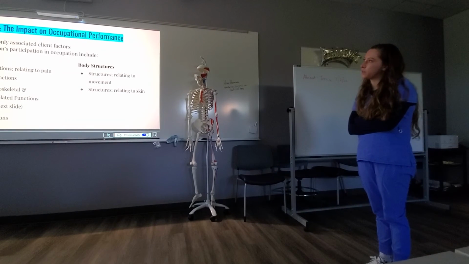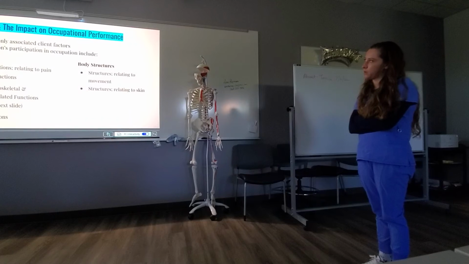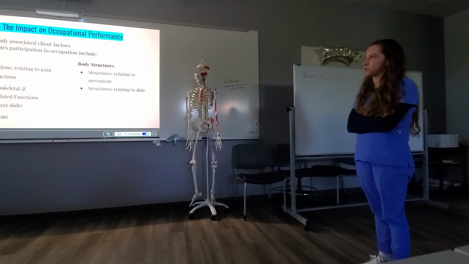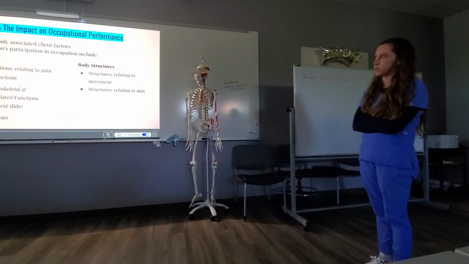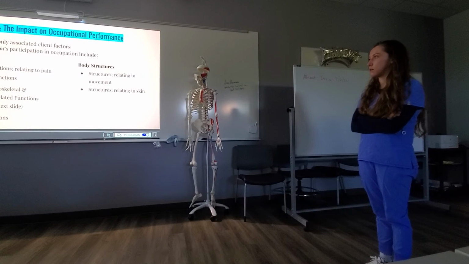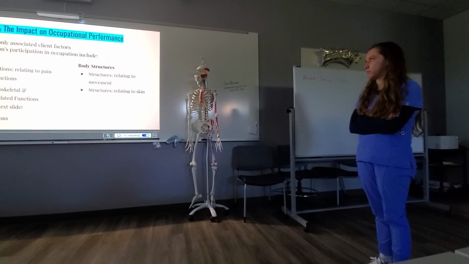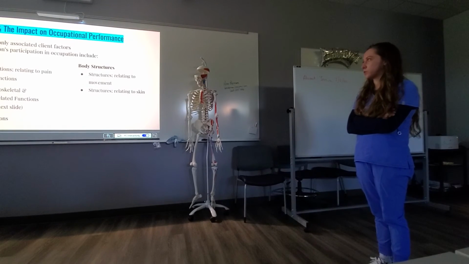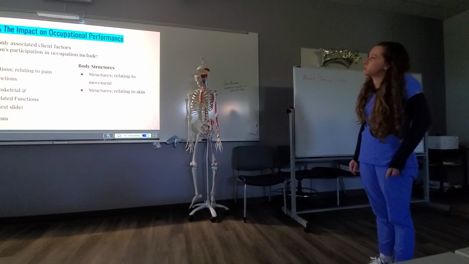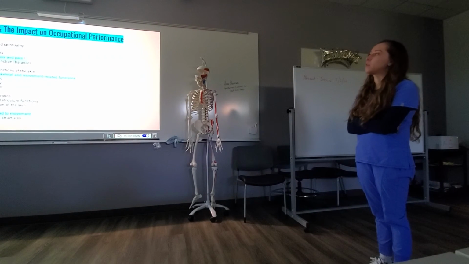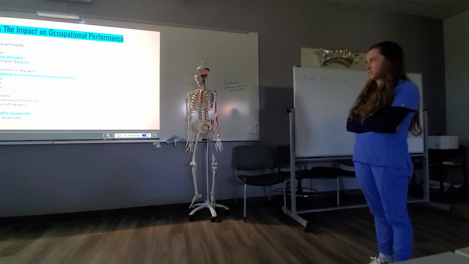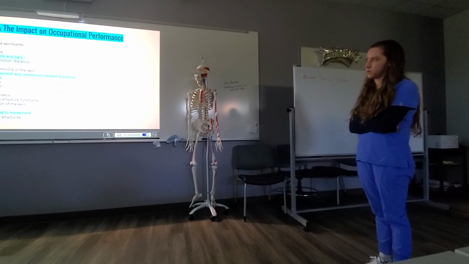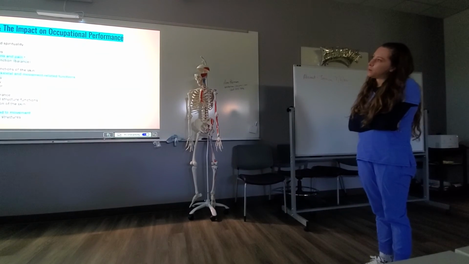Most commonly associated client factors regarding a person's participation in occupation include, these are the two main ones, body functions and body structures. So for body functions, it's sensory functions like pain, balance, and then related to their movement, mental functions, and then skin can be one if it's an open fracture, and then structures related to movement. The neuromusculoskeletal, that's like your main one. So joint mobility, joint stability, muscle power, muscle tone, muscle endurance. Those are the main areas.